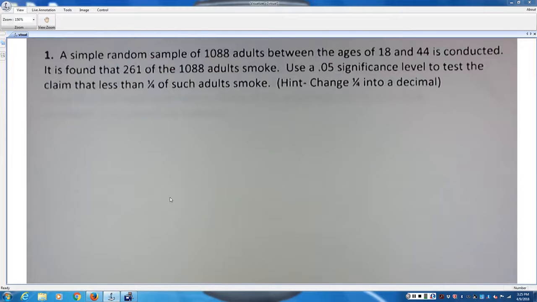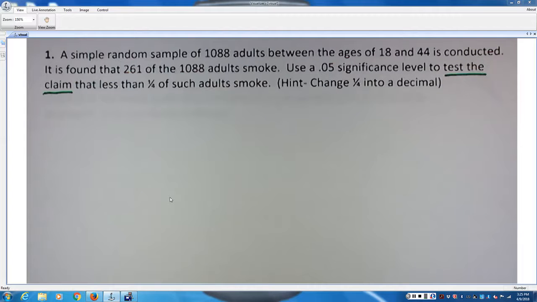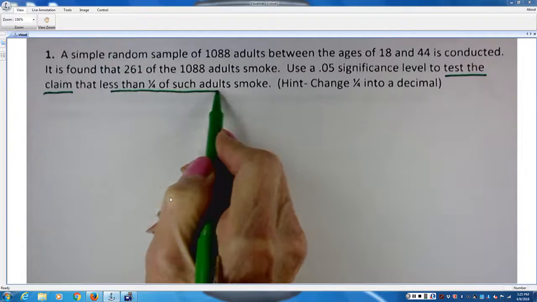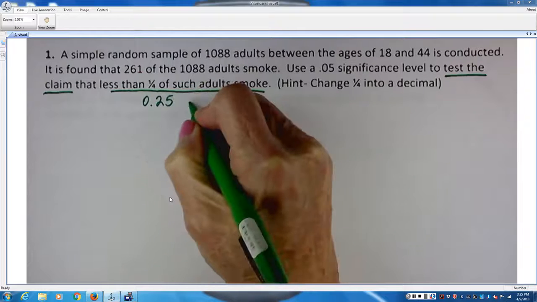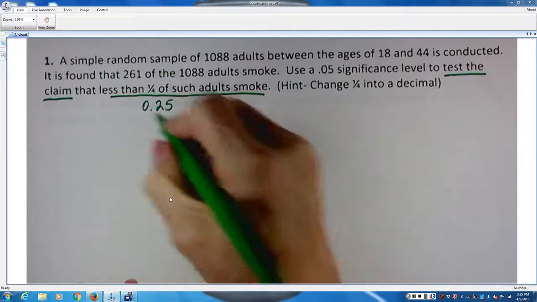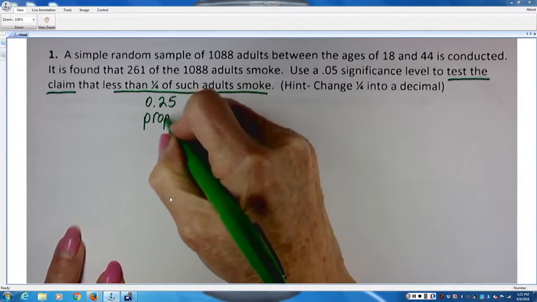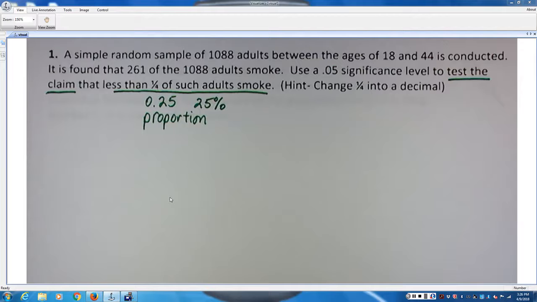So the first thing that we do is we look for something that tells us about the claim. And it says to test the claim, so what comes after that is going to be your claim. Your claim is less than 1/4 of such adults smoke. 1/4 or 0.25 or 25%, all of those are proportions. They're not sample means, they're not population means. This is a proportion. Anytime you see a decimal between 0 and 1, or a percentage, or a fraction as part of your claim, you know that you're testing a claim about a proportion.